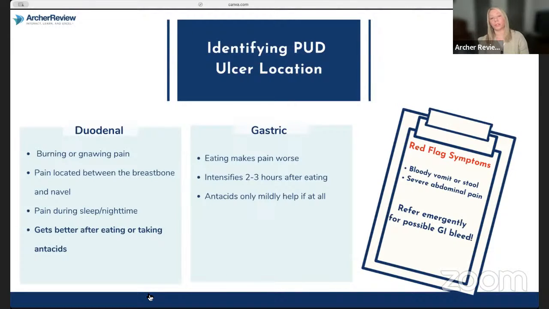Gastric or stomach ulcers, on the other hand, eating actually makes the pain worse. The pain will intensify 2 to 3 hours after eating, and antacids really don't seem to help that much. We also want to ask about red flag symptoms like bloody vomit or stool and severe abdominal pain. These are possible symptoms of a GI bleed, and these patients should be referred to the emergency room immediately.